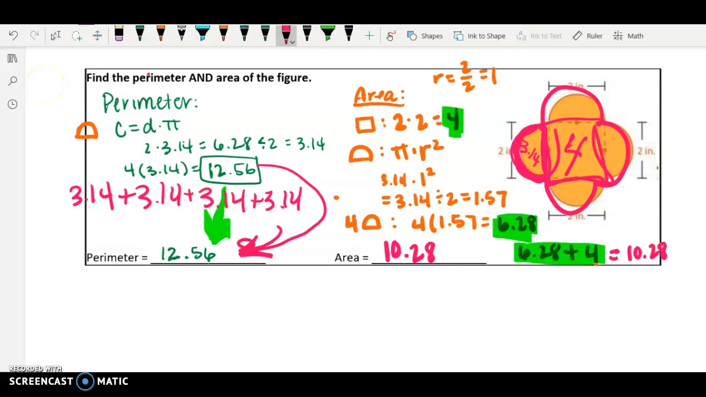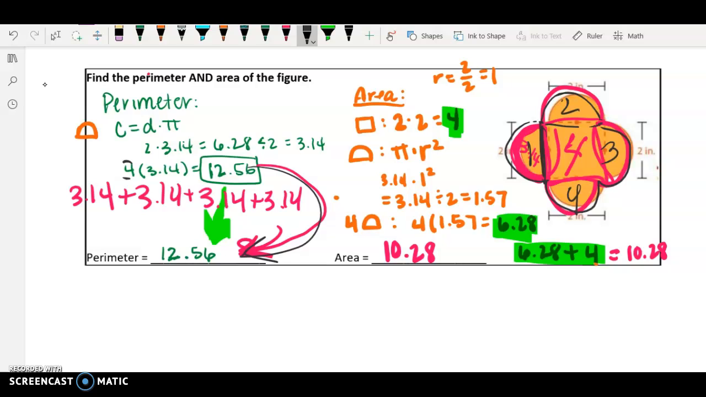Okay, for perimeter, we're going around the shape. So we're only touching the half circles, and so we do a circle, which is the circumference, which is diameter times pi. So just across the circle, which is 2. So 2 times 3.14 gives us 6.28. And then we divide by 2, and we get 3.14, and that's because it's a half circle, not a whole circle. And then you'll notice we have 1, 2, 3, 4 half circles. So you do 4 times 3.14, and you get 12.56. And then that gives you your answer. You also could have done 3.14 plus 3.14 plus 3.14 plus 3.14, and that will give you the same thing.